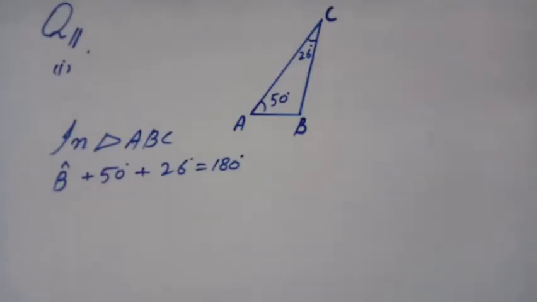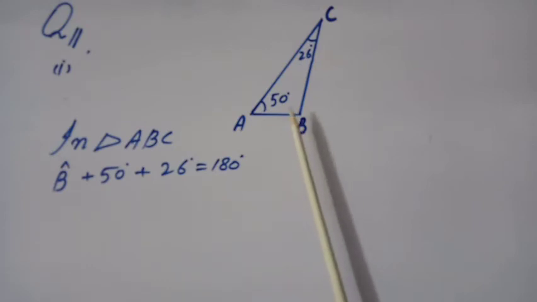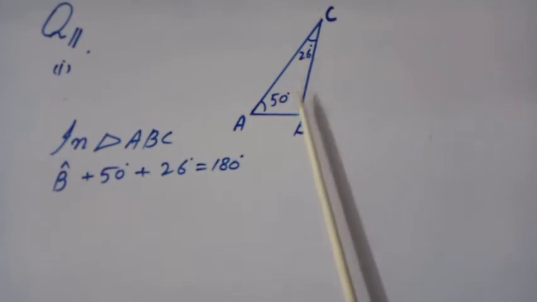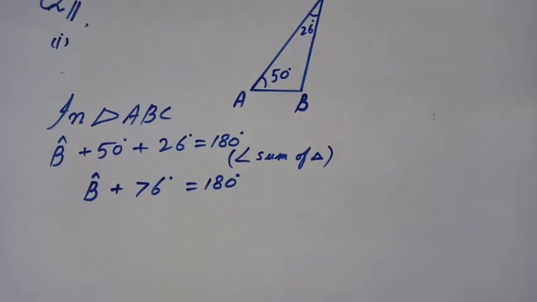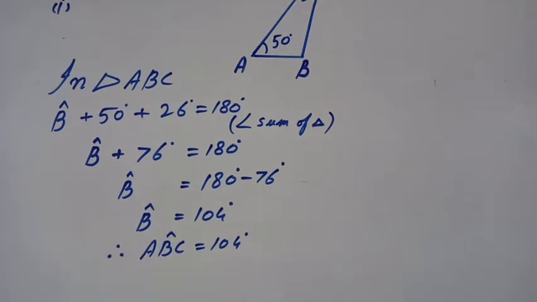Angle B plus 50 degrees plus 26 degrees is equal to 180, as the sum of all the internal angles of a triangle is equal to 180 degrees. Now we solve it just like an equation, shifting 76 to the other side with change in its sign. So angle B is equal to 104 degrees. Hence angle ABC is equal to 104 degrees.